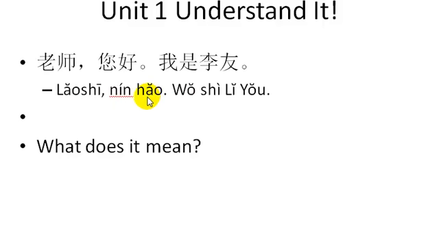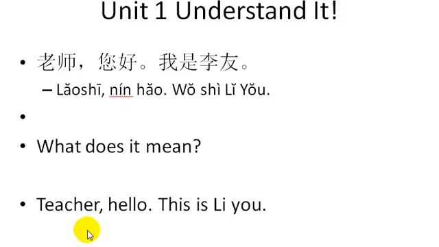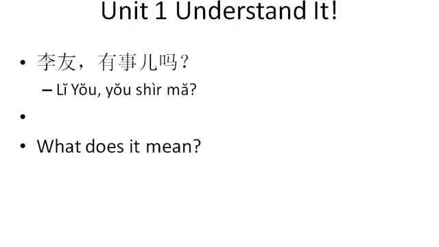Okay, Leo says, 老师,您好,我是李友. Okay, so everything here you should be familiar with. So what is Leo saying here? 老师您好,我是李友. Pause if you want to think about that. 老师您好,我是李友. Teacher, hello, this is Leo. Hi, everything here you should be familiar with as well.